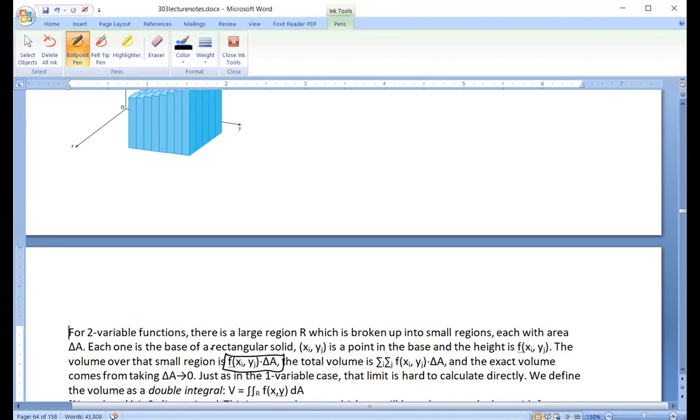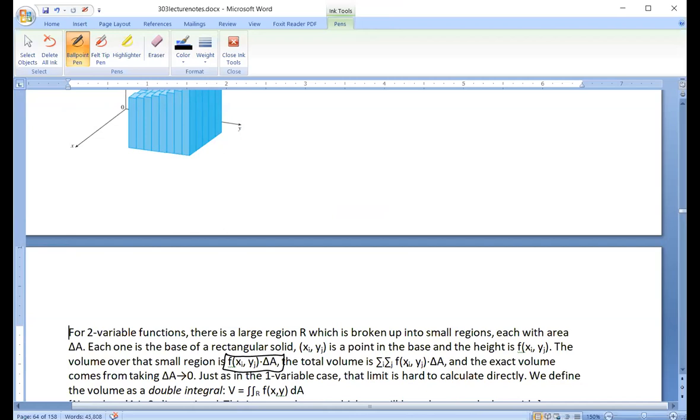So for the total volume, we have to add all those up. How do we add those up? We take the sum over i, which gives us all the x values, and also the sum over j, which gives us all the possible y values. And so there's the approximation we can write down as this sum. So how do we get the exact volume? By getting better and better approximations. We take delta A as it gets smaller and smaller and smaller.